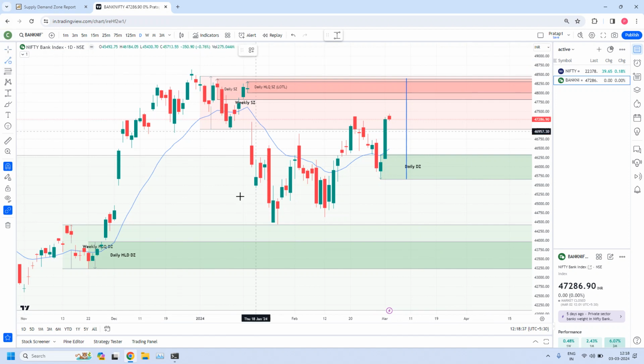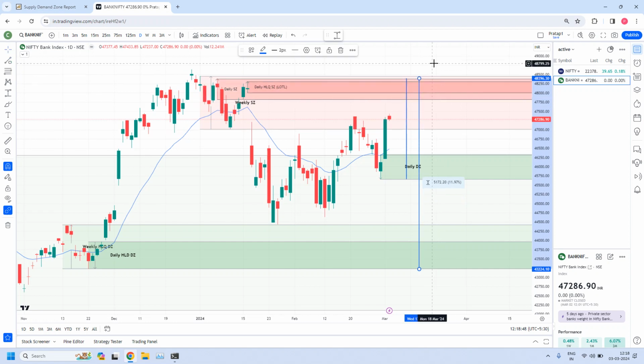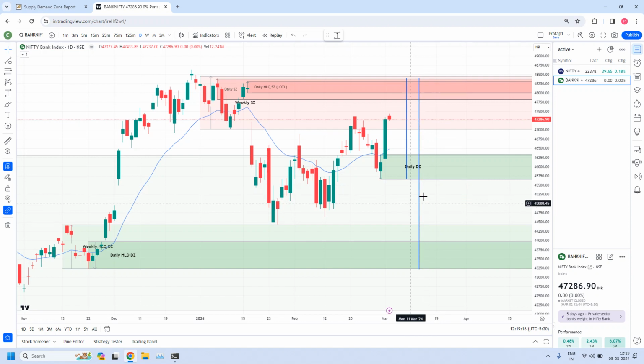Let me draw the real range, that is high liquidity zone to high liquidity zone. This is a D to D range, a distal line to distal line. How many points? 5,172. So approximately, as a round value, I am saying a 5,000 points range is there. Bank Nifty is having a 500 points range during next week. So we can't expect beyond this.